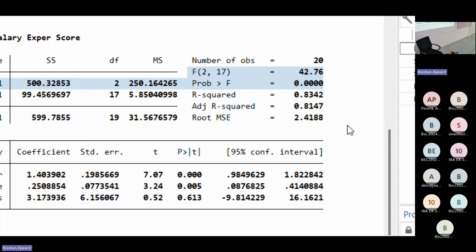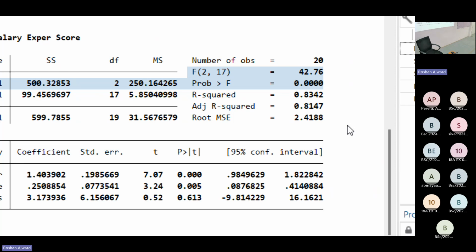Here, the probability value is the significance value. Can you remember I talked about the significance value under correlation analysis? I told you that the sig value, or the probability value, or the p value, all are the same, should be less than 0.05.